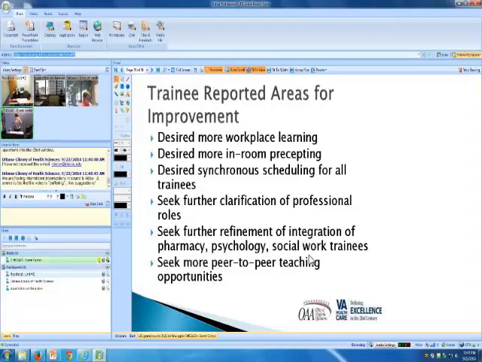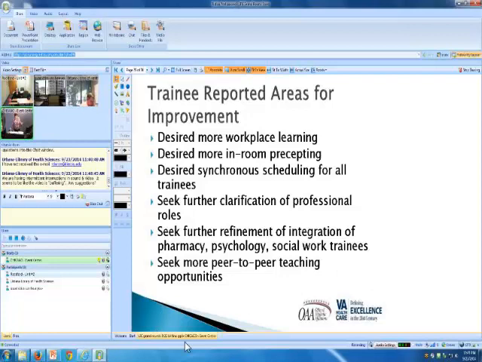So the trainees have also reported some areas for improvement, that they want more workplace learning, that they want more in the exam room precepting, that they want everybody to be on the same schedule. Hard to do, but they want it, so that's a good thing. They want everyone there. Even though they like working with other professions, they still want clarification of roles. They feel they need that. Also, specifically to refine the integration of pharmacy, psychology, and social work. They were not our focus right from up front, so I think that's been a work in progress.